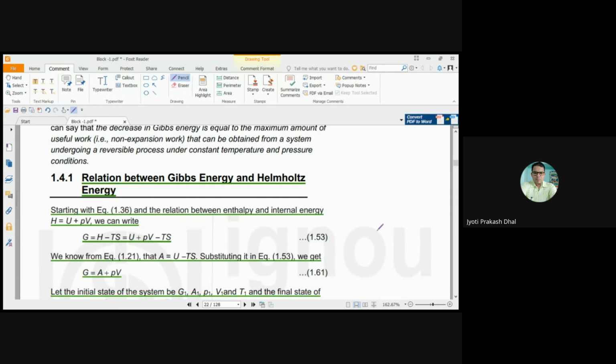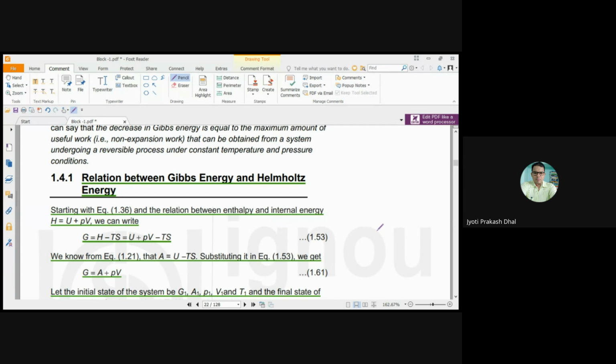So here we have discussed the criteria for spontaneity of the process at constant temperature and constant volume condition, and at constant temperature and constant pressure condition. At constant temperature and constant volume, the energy term was considered to be Helmholtz energy, and similarly at constant temperature and constant pressure, we have derived a new term that is called Gibbs free energy. So now we will find out the relationship between Gibbs energy and Helmholtz energy.